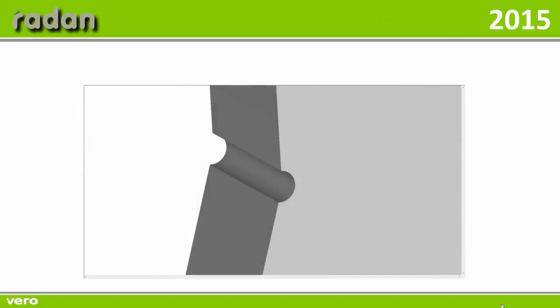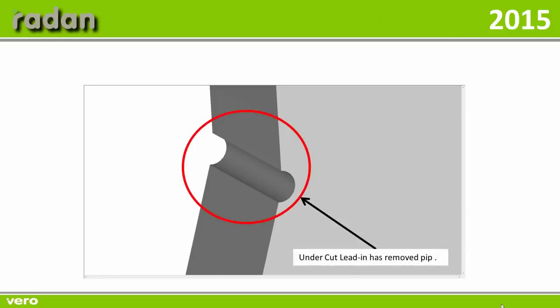To avoid that, in Radan 2015 we added something called Undercut Leadins. So as I said, a small amount of additional material is removed to ensure that this pip of material is taken away from this hole.